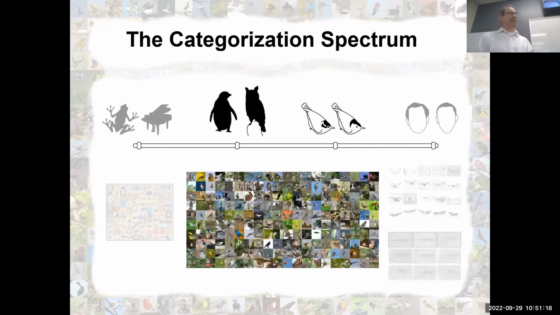And last, here's an example. This is one of the larger bird data sets. This one has 200 different species, and basically we're trying to train a computer to identify which of those 200 species a given image is.